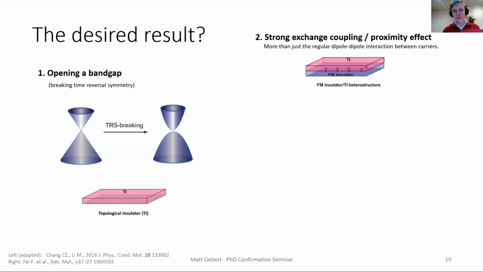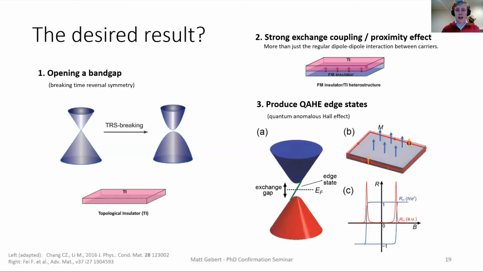So this coupling can be much bigger than the Zeeman splitting that occurs due to the magnetic field, and that we actually want to achieve in these TIs. Lastly, if we can actually achieve strong coupling, then you might be able to observe this phenomenon called the quantum anomalous Hall effect. Just like the quantum Hall effect, it's a one-dimensional dissipationless edge channel. But the amazing thing here is you actually don't need an active magnetic field to be able to produce this.